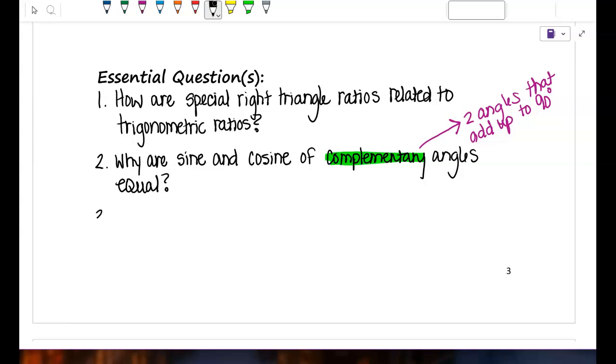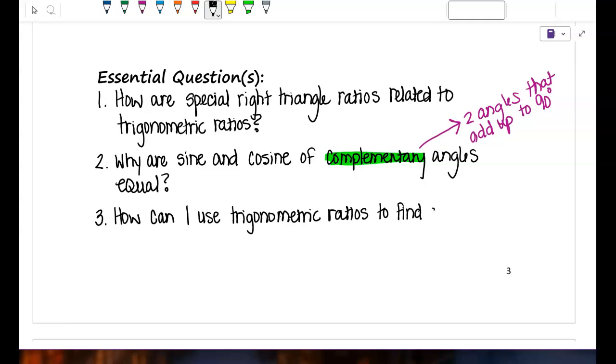So again, important. That's why vocabulary is so important, that we keep up with that. The third question: how can I use trigonometric ratios to find side lengths and acute angle measures?